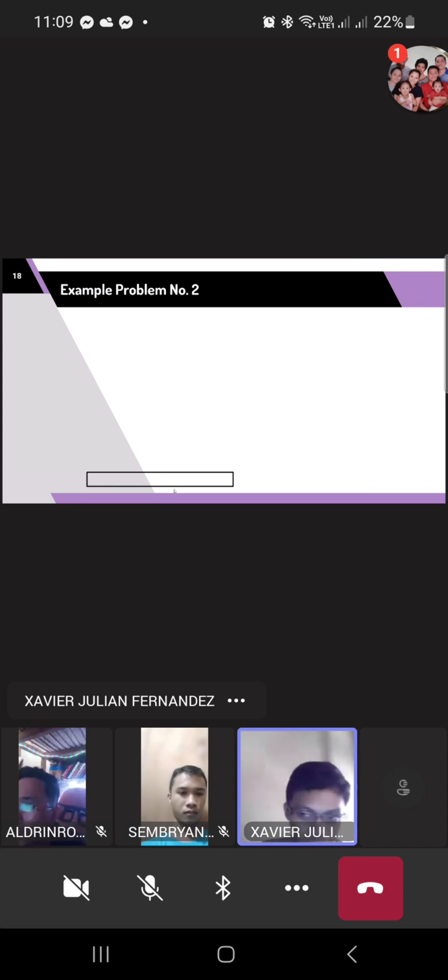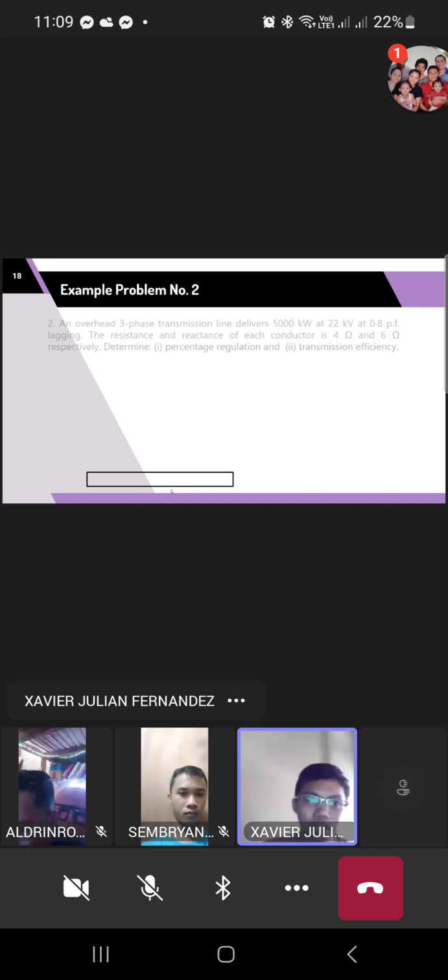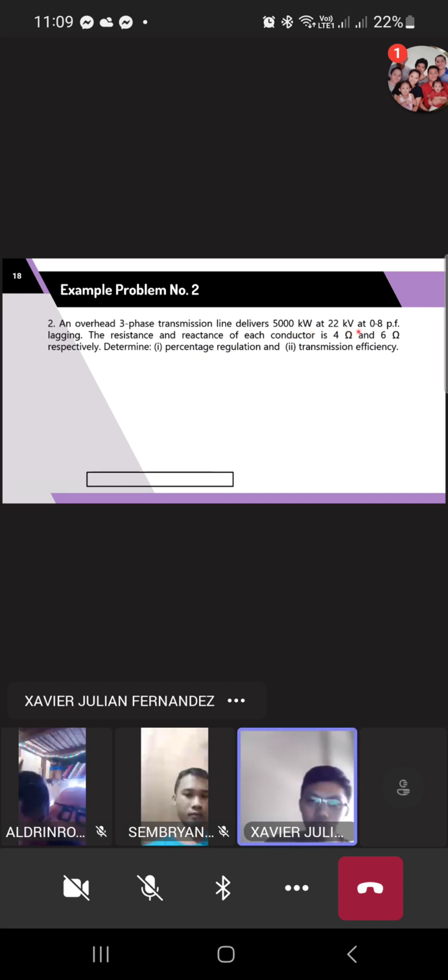Let's have problem number 2. So for problem number 2, this is a three-phase system. Receiving end power 5,000 kilowatts, receiving end voltage 22 kilovolts, receiving end power factor 0.8 lagging, resistance and reactance 4 and 6. So we will determine percentage regulation and transmission efficiency.